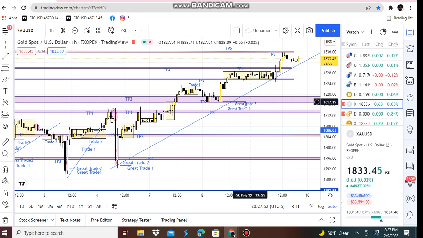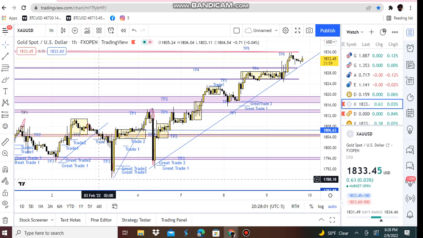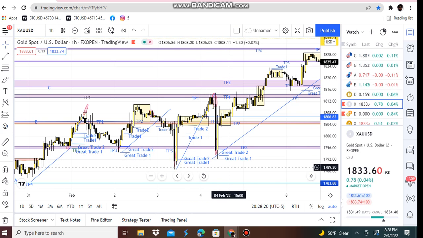So just because you find a good entry doesn't mean you should enter a trade, as this market can do whatever it wants. Say you would have got in on Great Trade 1 and Great Trade 2 for a buy over here, and price goes down to take profit 3 and stops you out at 1788. Sometimes you think a good entry is a good entry, and it's not. We need more confirmation.